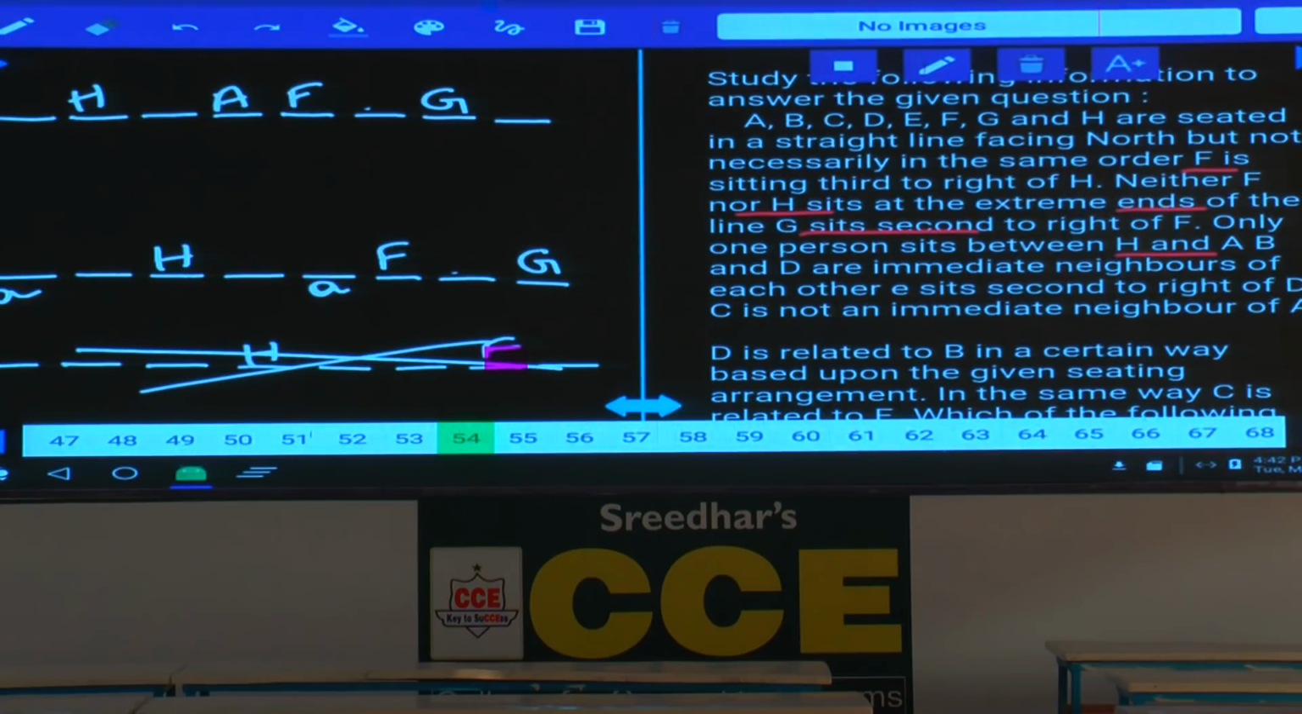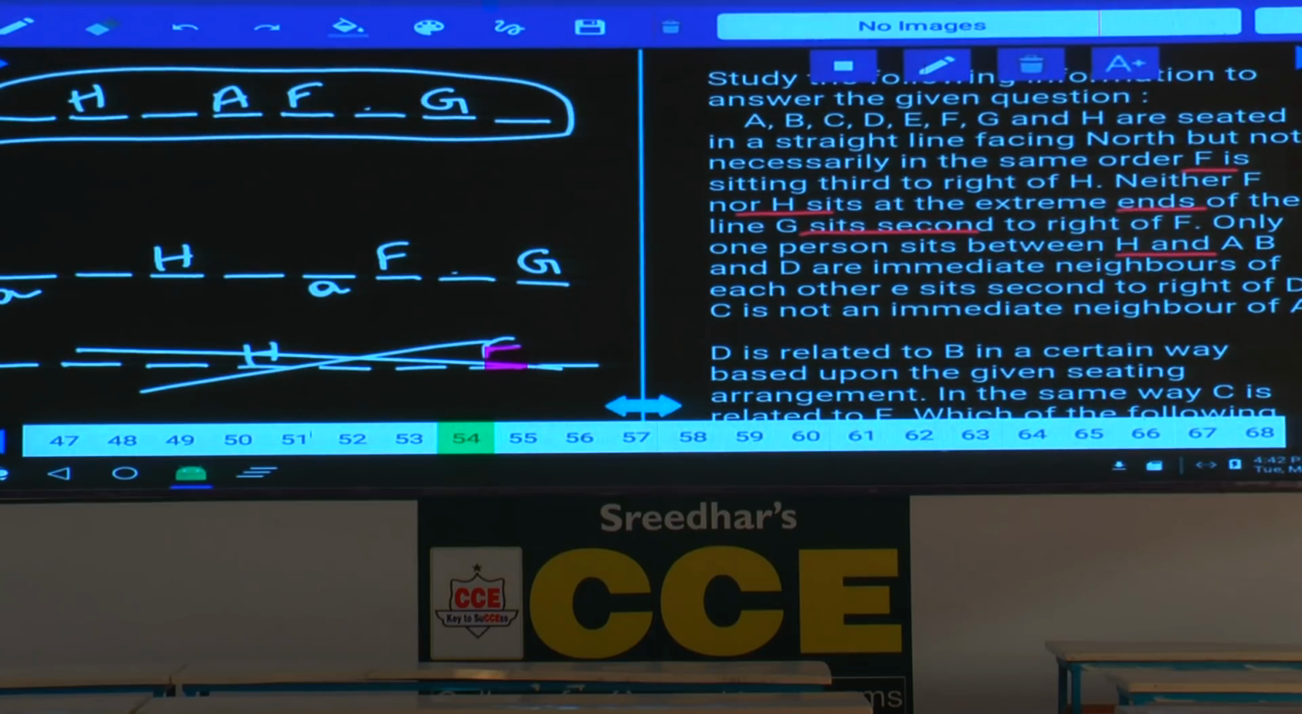B and D are immediate neighbors of each other. That means we should have two adjacent vacant places. Now in the first possibility, do we find two adjacent vacant places? No, hence the first possibility is ruled out. Now we are left with the second one. B and D must be adjacent to each other. Earlier we discussed that A can be here or A can be here. If you take A at this place, then B and D can be in these two places. Or if A is here, then B and D can be here. Hence two possibilities for this one.